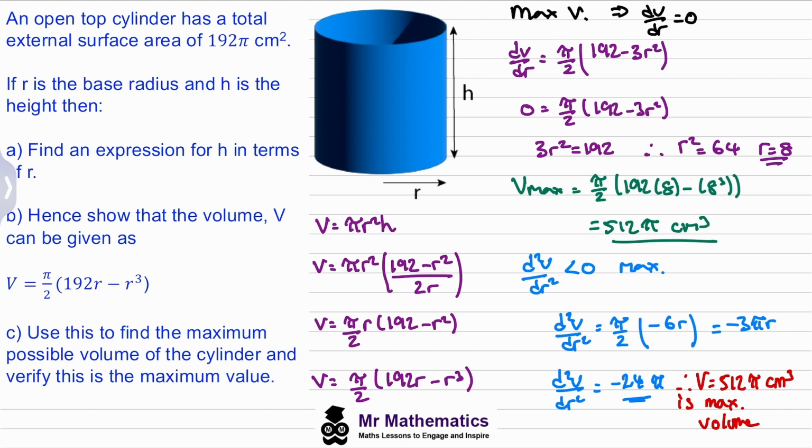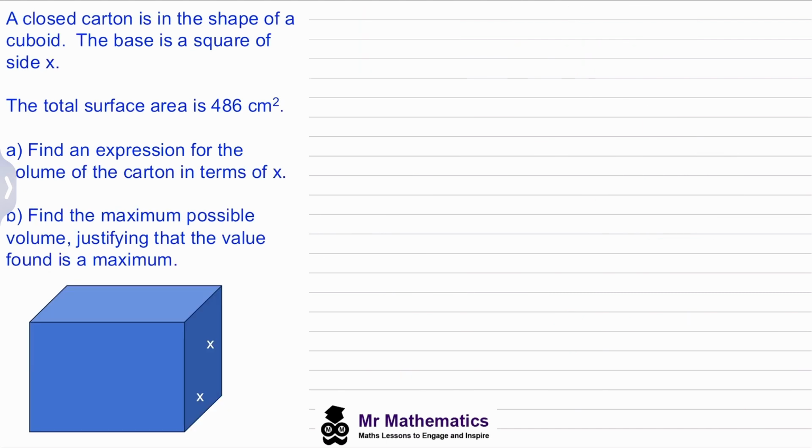Okay? Let's try one more question. In this question, we're told that a closed carton is in the shape of a cuboid, and the base is a square of side x. The total surface area is 486 centimeters squared. We've been asked to work out an expression for the volume of the carton in terms of x, and then to find the maximum possible volume, and justify that this is the maximum. So perhaps you want to try this question yourself. You can pause the video, and when you come back, we'll go through the worked solution.